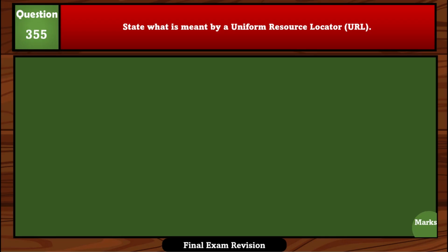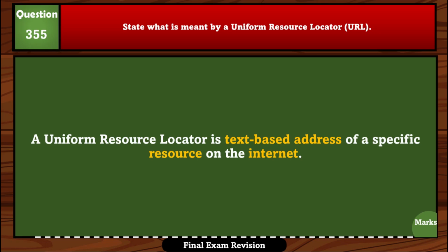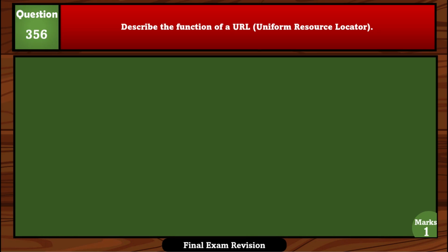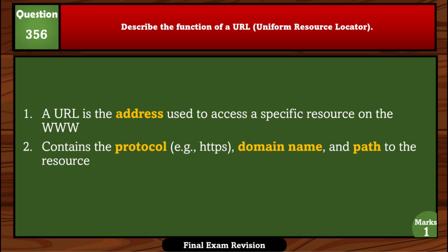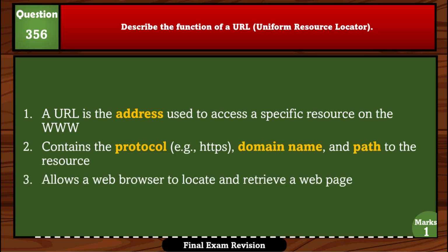URL. State what is meant by a uniform resource locator or URL. A uniform resource locator is a text-based address of a specific resource on the internet. Question 356. Describe the function of a URL. A URL is the address used to access specific resources on the World Wide Web. It contains protocol, domain name, and a path to the resource. It allows web browsers to locate and retrieve a web page.